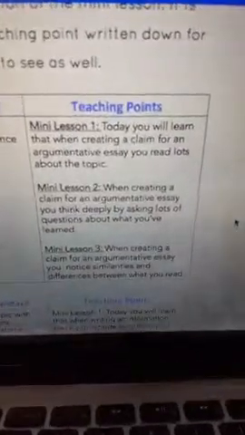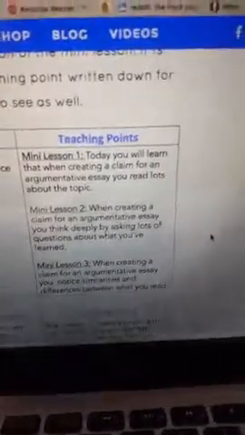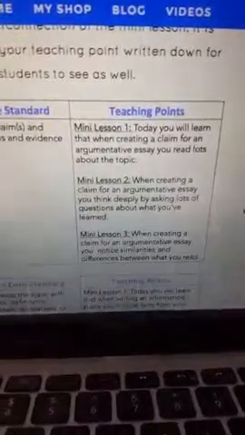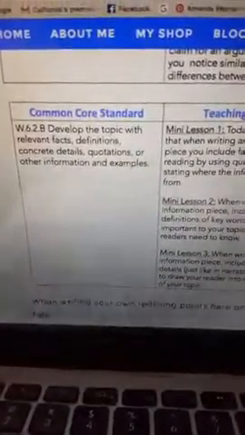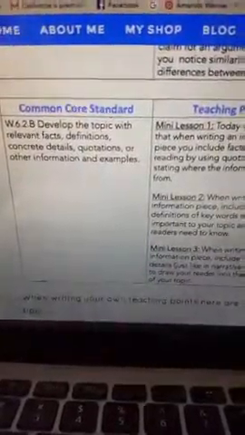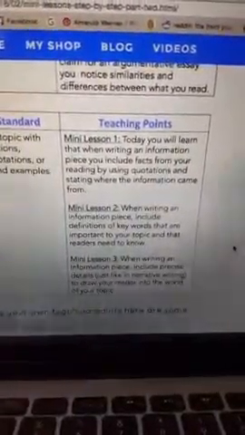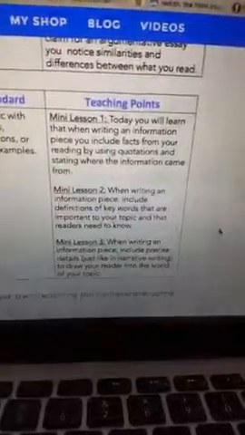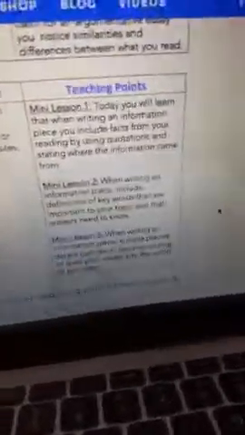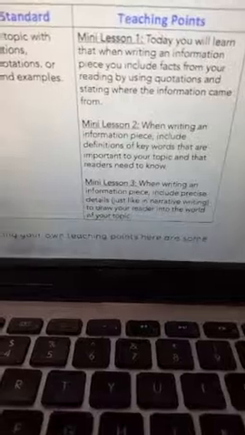Okay. So you can probably read this. When creating a claim for an argumentative essay, you think deeply, you notice similarities and differences about what you read. And creating a claim is really challenging even for adults. So I have some examples of teaching points that you can use. I basically look at the standard and I think, okay, what's the skill and how are they going to reach that skill? So the teaching point really has to focus in on the how. The how is super important, and try and be really clear and to the point and in kid language. Try not to use too many big words. Try and maybe even test it on a kid. Read it out loud to one of your kids and say, what do you think I mean by this? And ask them what they think. That can really be helpful.